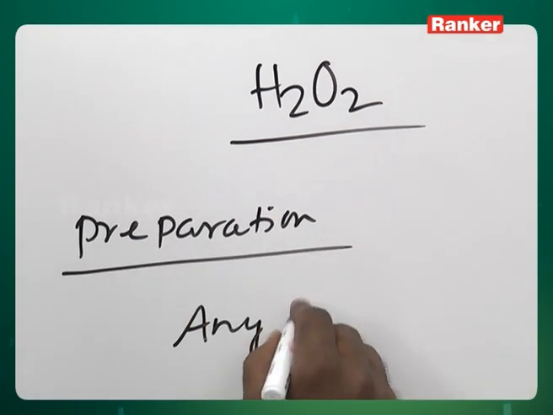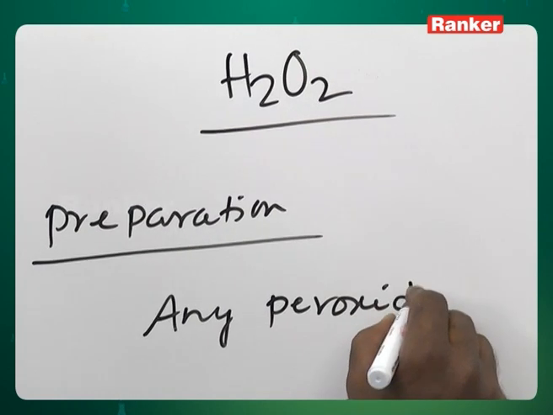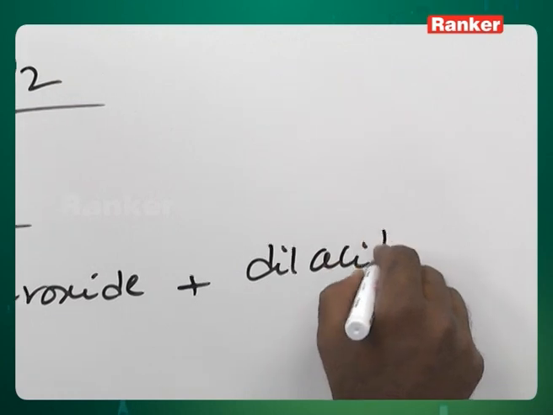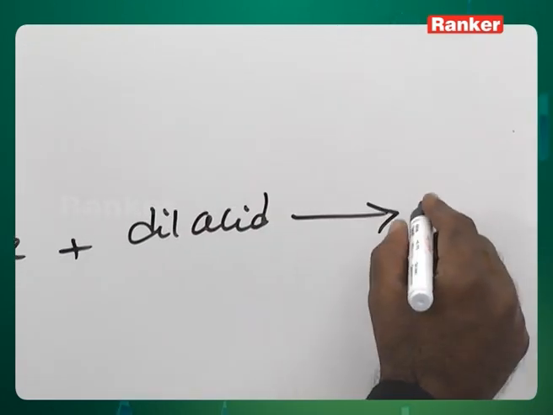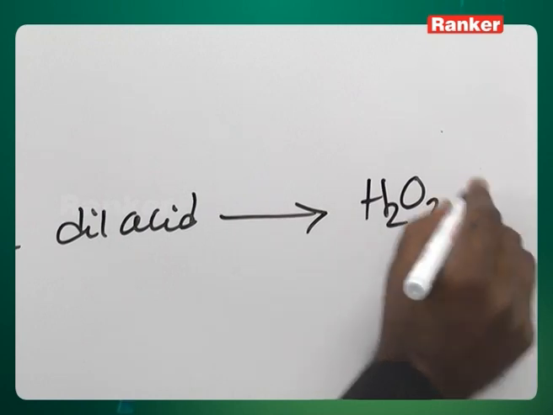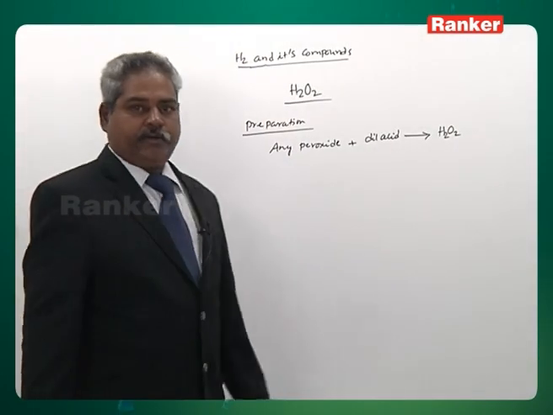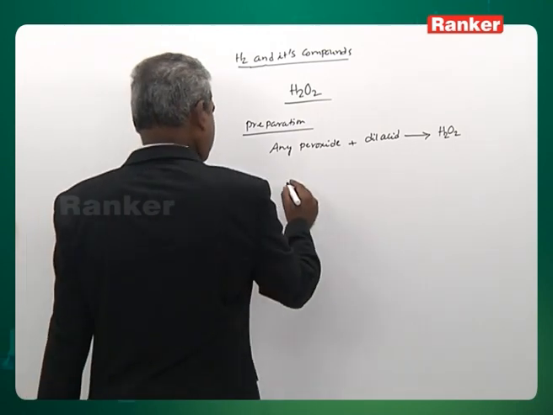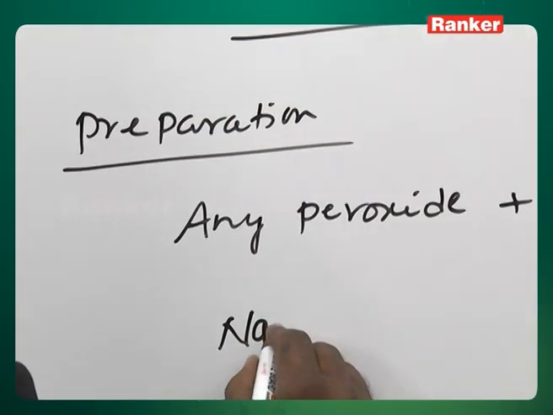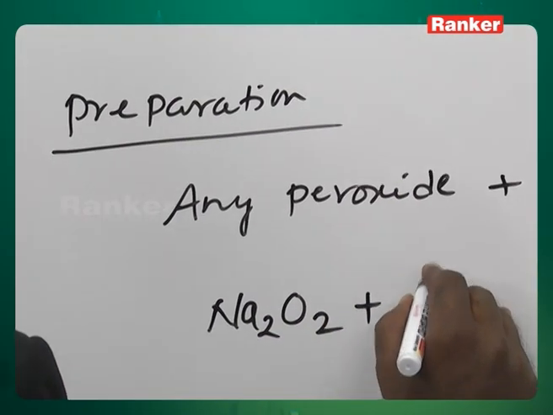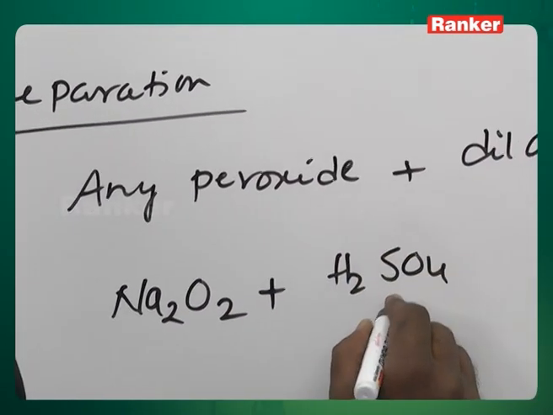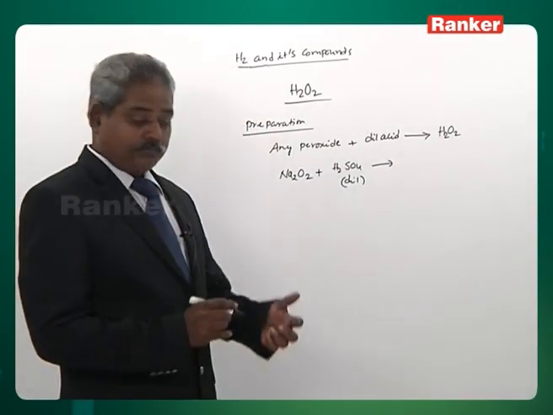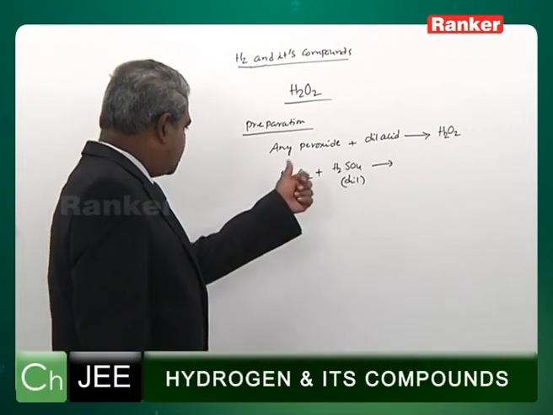Any peroxide plus dilute acid, you get hydrogen peroxide. Any peroxide, you should start with a peroxide. Look here. Na2O2 plus H2SO4 dilute. Will you get H2O2? Depends on whether this is a peroxide or not.